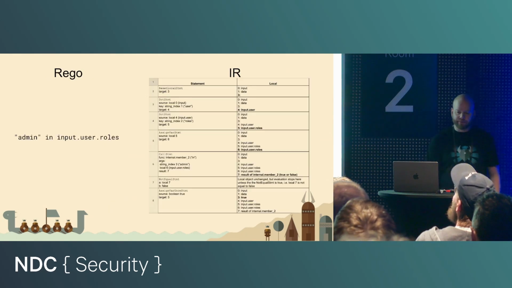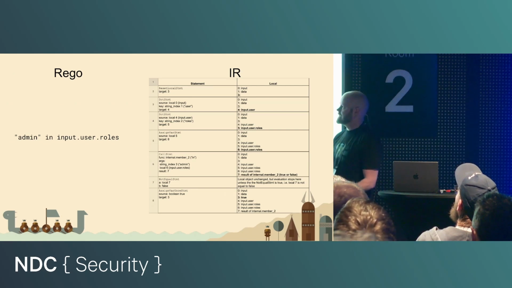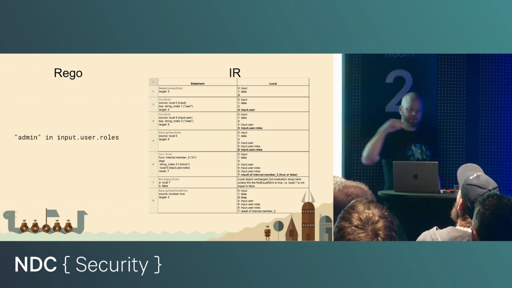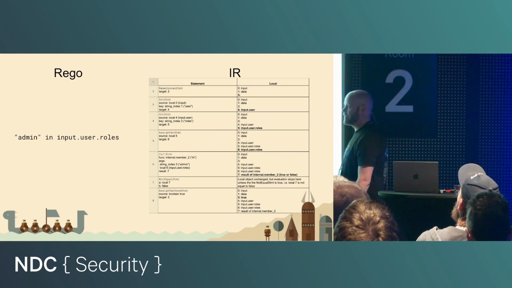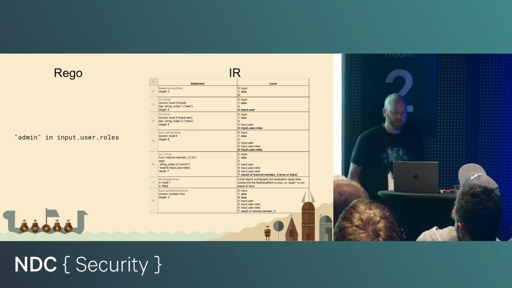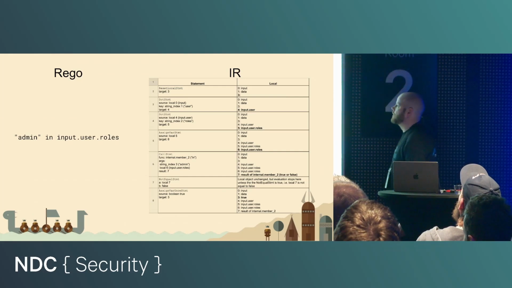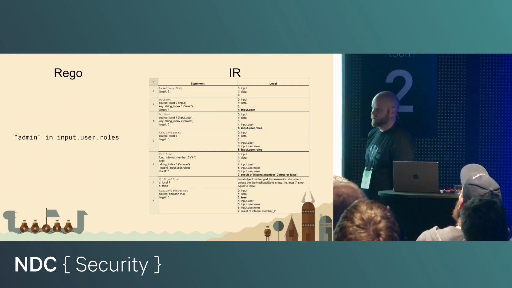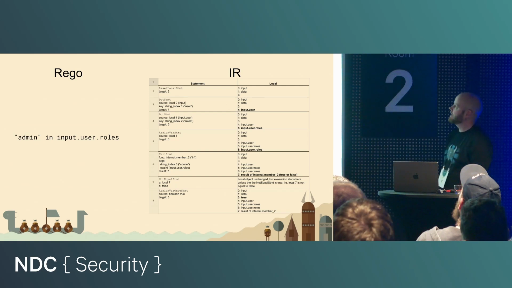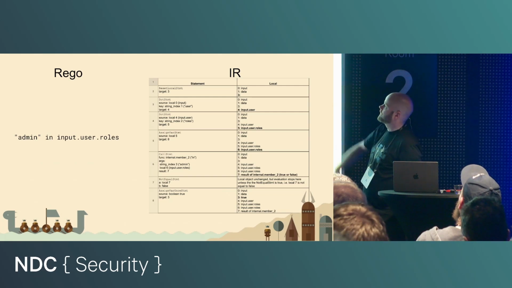So how does it look then? There's a pretty common rule in Rego. It says if admin is in input.user.roles. Should be familiar. We didn't look at the in operator, but I think it's fairly obvious what that does. So if the admin is in the set of the user roles, we should allow that, because the admin should always be allowed. So translating that into an intermediate representation format might look something like this.